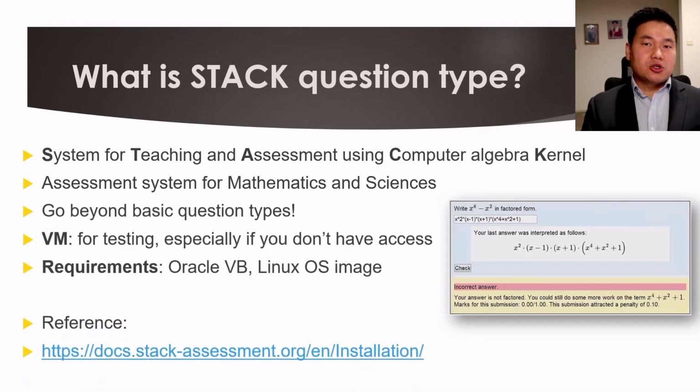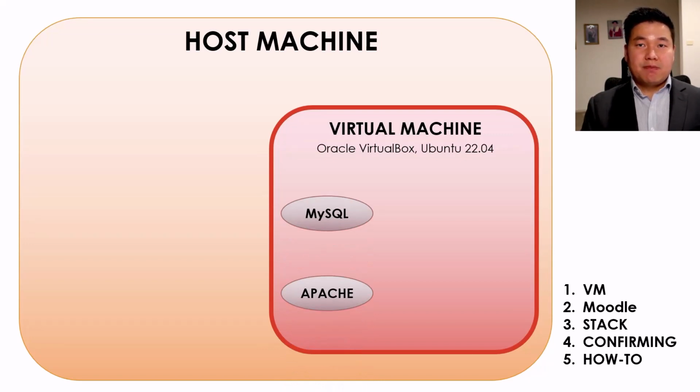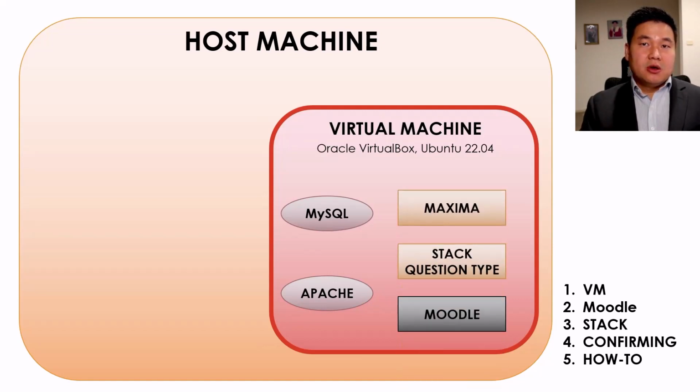You will need to download and install the Oracle VirtualBox software and a Linux operating system image. For this video, I adopted the guide from the official Stack assessment website. Here is what we're going to do. First, we install the virtual machine with Ubuntu 22.04 as its operating system. We then install and configure the MySQL database and the Apache web server. Next is Moodle LMS. We then install Maxima, which is the backend of Stack, and the Stack plugin to Moodle.